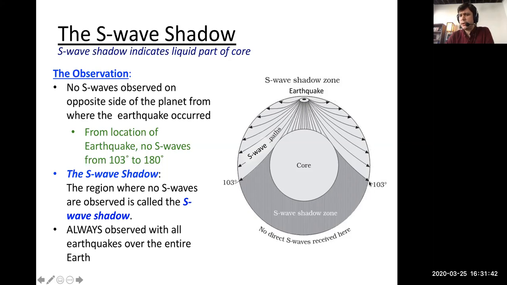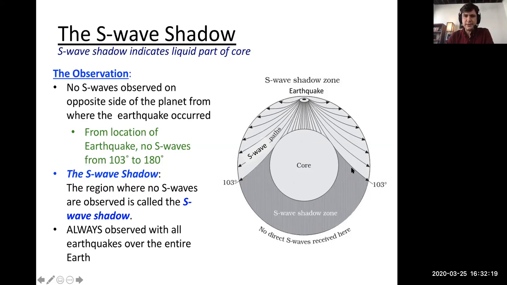As we get about 103 degrees away, and you don't have to remember that number, as we move 103 degrees around the surface of the Earth from where the earthquake happened, all of a sudden the S waves disappear. On the opposite side of the Earth, we have this huge region where we can detect P waves, but no S waves. None of our seismic detectors, our seismometers, detect S waves. We have what we call an S wave shadow, as if there is this big thing inside of the Earth that's casting a shadow where we cannot see S waves any longer.